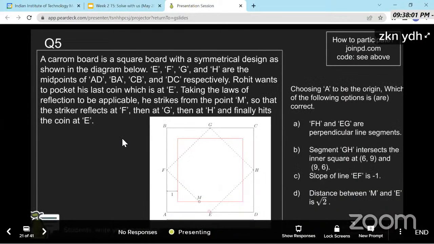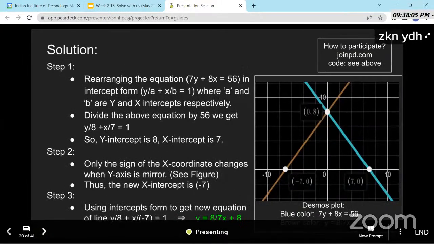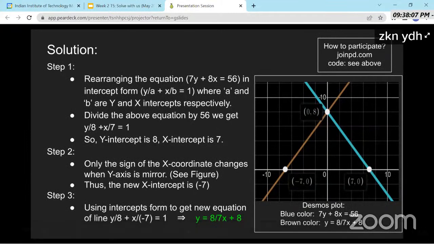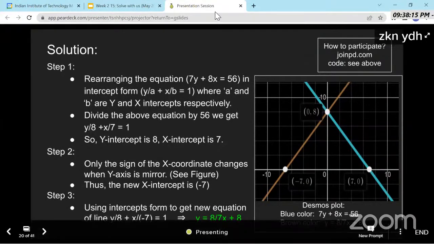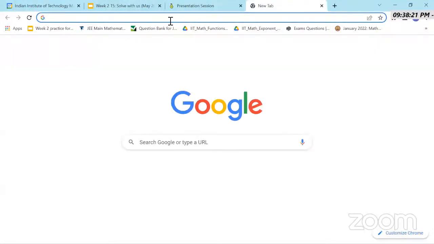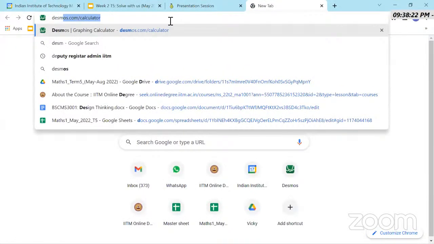Sir, can I ask? It is not related to the problem, actually it's related to Desmos graphing. I'm able to put points, but I couldn't draw the line. How to draw the line in Desmos, sir? It's very simple. Do you have any other guide you can see here? I referred to it and I'm following. You just have to put coordinates.